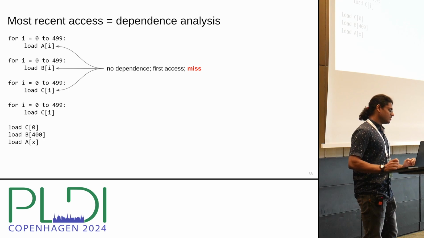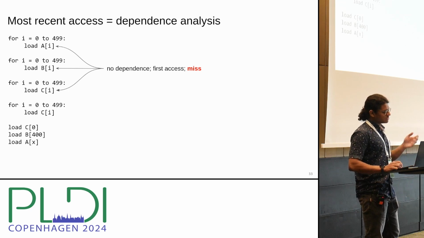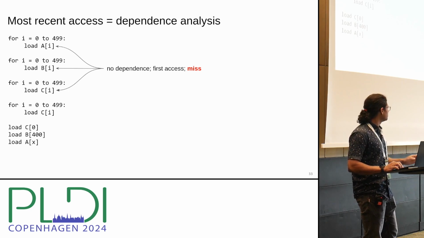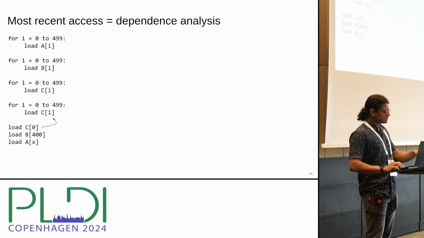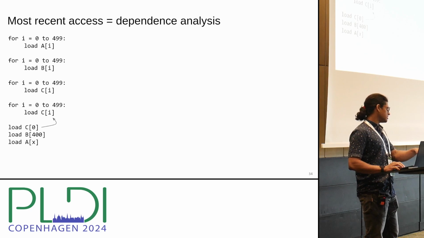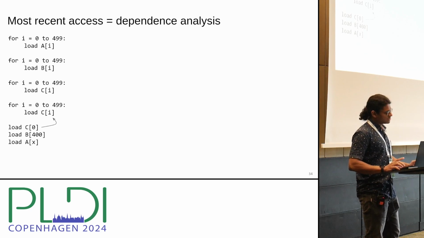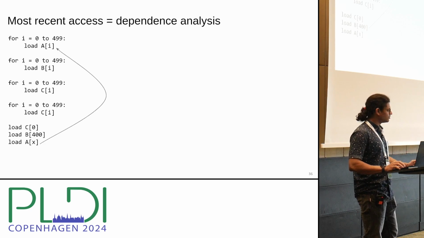But anyway, you just run a dependence analysis algorithm on this. It will tell you immediately that all the accesses in the first 3 loops have no dependence. So it's a compulsory miss because they're accessing those for the first time. And if we look at this C0, we will get a dependence to this statement at iteration 0, and then B to iteration 400 of that loop, and A, we would get a dependence to some iteration of the first loop.